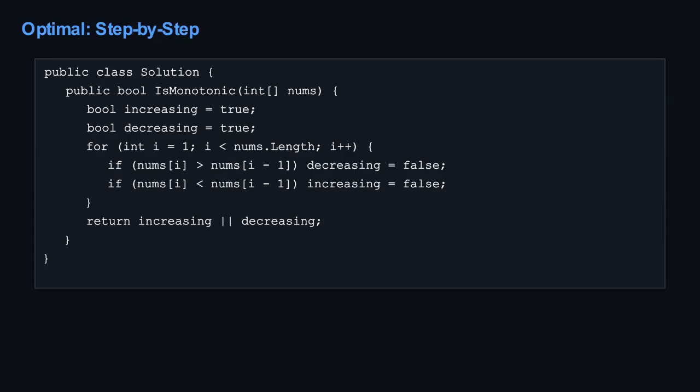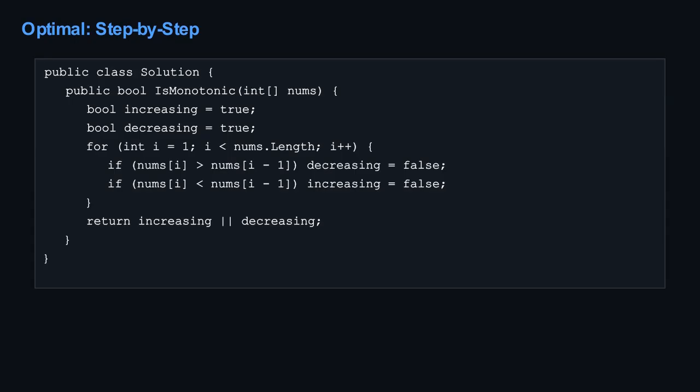Next, is nums at I less than nums at I minus 1? Is 2 less than 2? No, it is not. Increasing remains true. Our variables are still: increasing is true and decreasing is false. The loop continues. Now I becomes 3. We compare nums at index 3 whose value is 3 with nums at index 2 whose value is 2. Is nums at I greater than nums at I minus 1? Is 3 greater than 2? Yes, it is. Since it is, decreasing remains false.